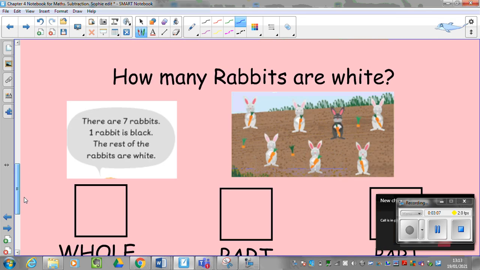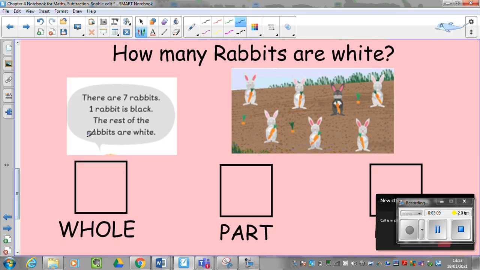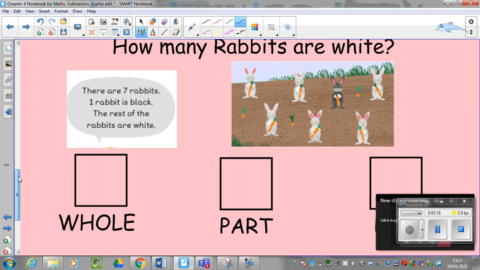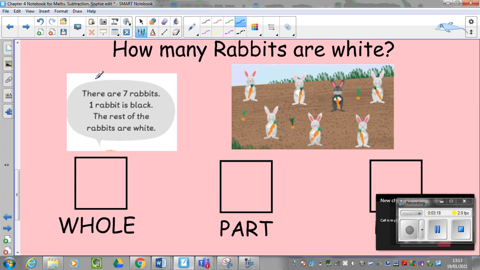Okay, so most of you will have spotted that there were some white rabbits and there is one very lonely black rabbit, although I'm sure they're all friends. And the text that goes with this picture says there are 7 rabbits. 1 rabbit is black, the rest of the rabbits are white. So how many are there in total? How many rabbits are there as our whole number? We have got 7. So we've got 7 is our whole number.